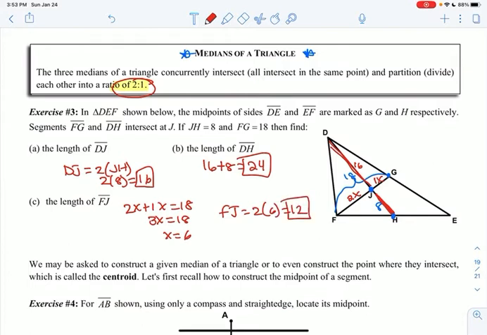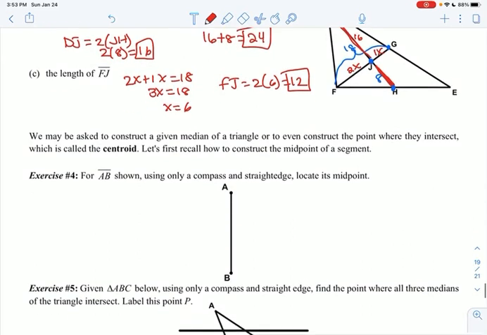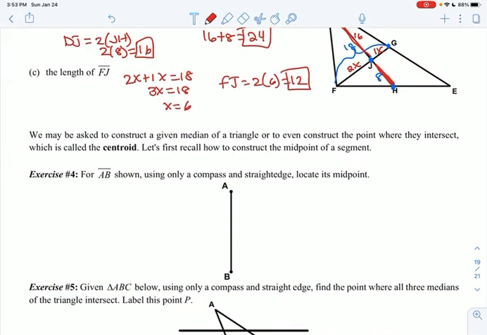All right, and you can tell by looking at them which one's the longer segment and which one's the smaller one. But the segment from the vertex to that point of concurrency called the centroid is twice as big as from the centroid to the side. All right. So we may be asked to construct a given median of a triangle, or even to construct the point where they intersect, which is called the centroid. So that point, like the point J right there, is the centroid. The point where those medians intersect, that point of concurrency has a name, and that name is called the centroid.